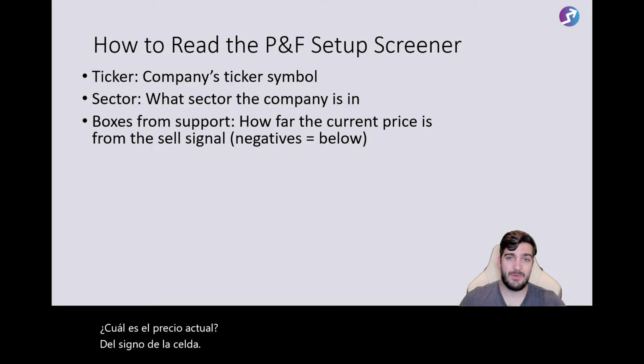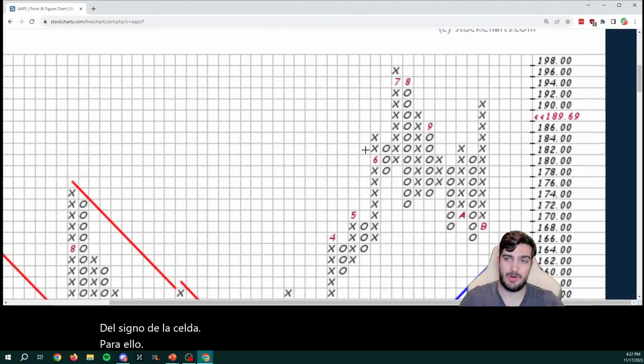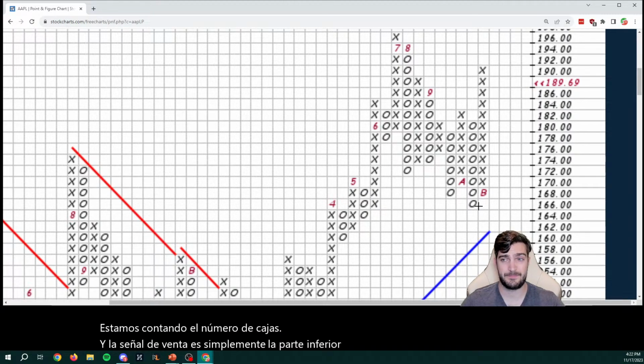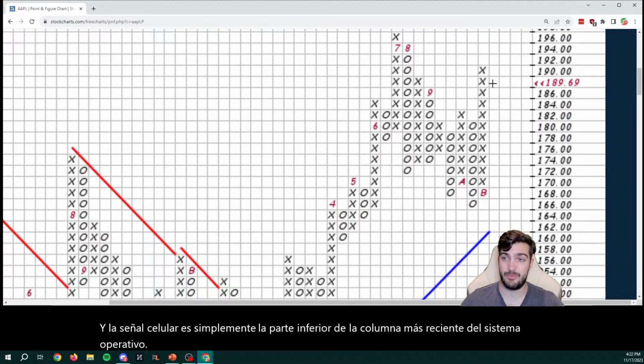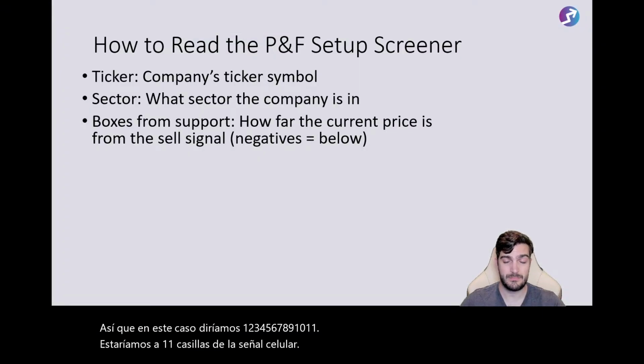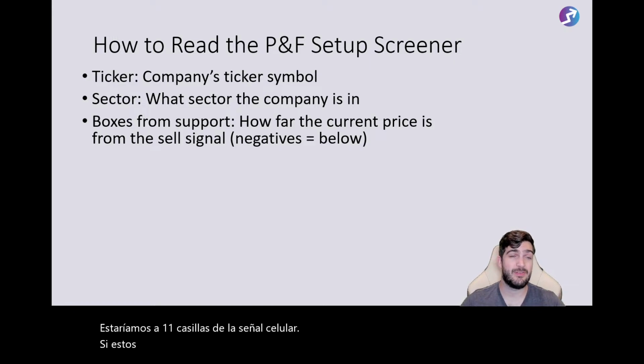For this, we are counting the number of boxes, and the sell signal is simply the bottom of the most recent column of O's. So in this case, we would say 1, 2, 3, 4, 5, 6, 7, 8, 9, 10, 11. We'd be 11 boxes from the sell signal. If these numbers are negative, that means that our current price is below that sell signal.